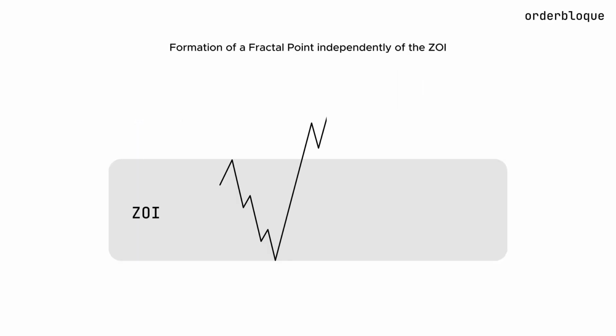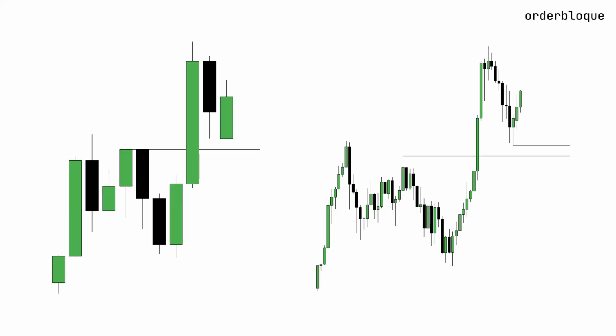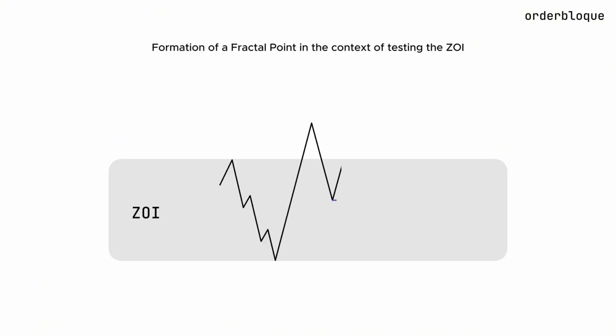The second option is when the fractal point forms independently of the zone of interest. Most often it appears nearby or after some time, when the price could not reach the zone itself and reversed. Again, it's an order block, but in a bullish variant, and right in front of it there is a fractal low. And the third, most obvious option, is when the zone of interest is tested, the price gets a reaction, resulting in a fractal formation.